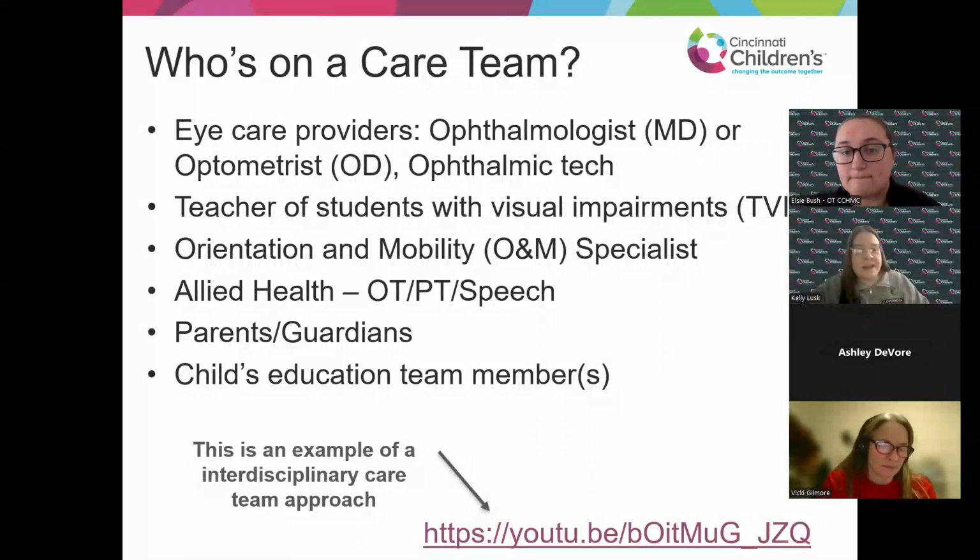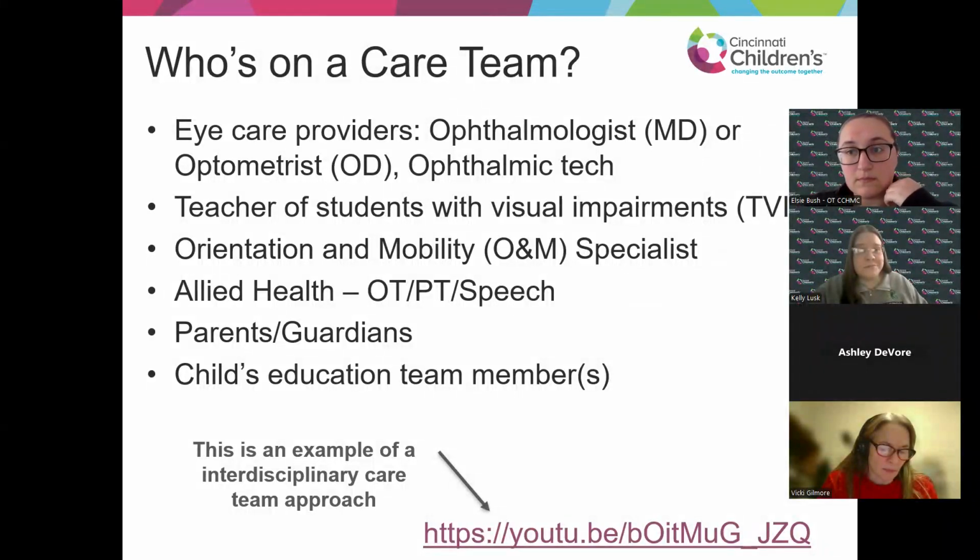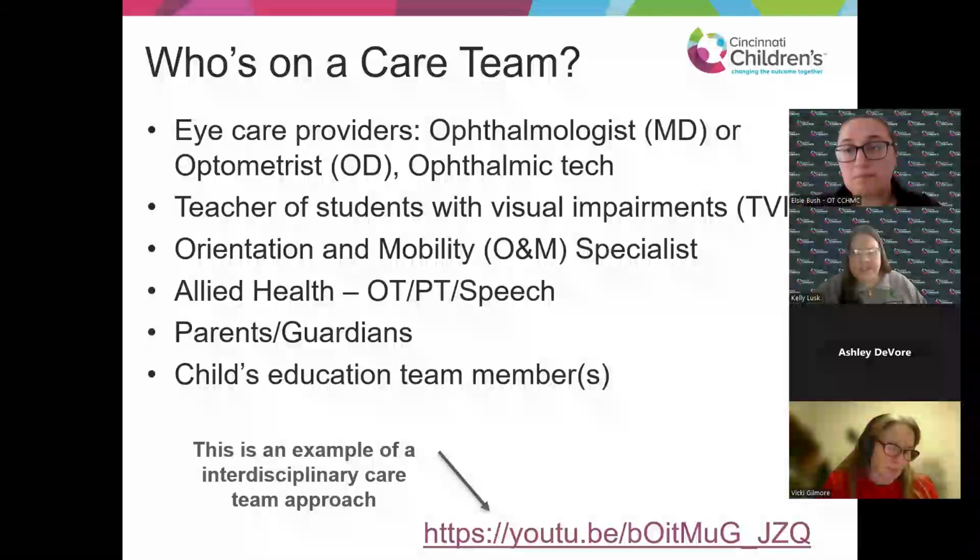And sometimes adding in that extra information can really be helpful for how this is going to translate out into the real world, where this kid is in school or going to a center or whatever every single day. There is a little YouTube video there. We don't need to watch it right now, I don't think, Elsie, but it's an example of how we run our interdisciplinary low vision and CVI clinics where everyone is actually in the room all at the same time.